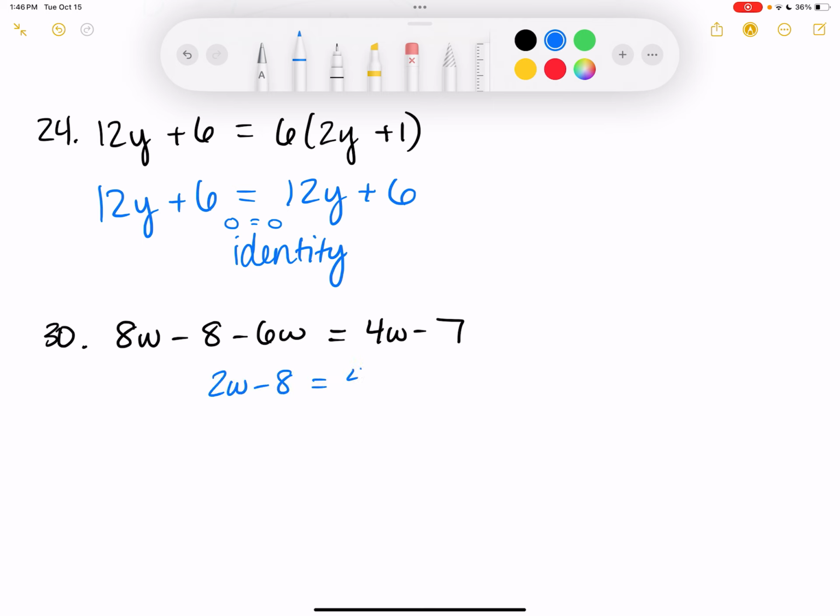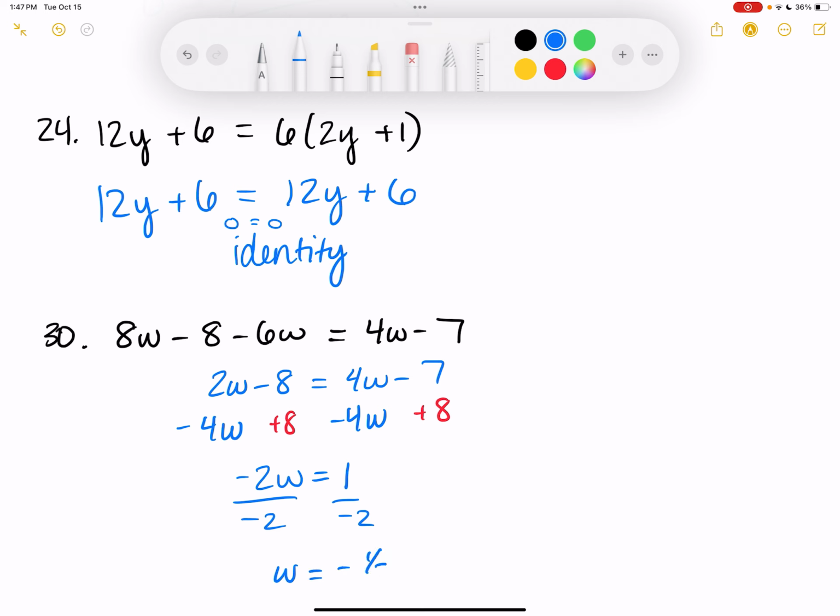2w minus 8 equals 4w minus 7. Now what? Minus 4w on both sides. And what else? Plus 8. Plus 8 on both sides. And what does that give me? Negative 2w equals... positive 1. Negative 7 plus 8 would be positive 1. Now what? Divide by negative 2. So my answer is w equals negative 1/2.